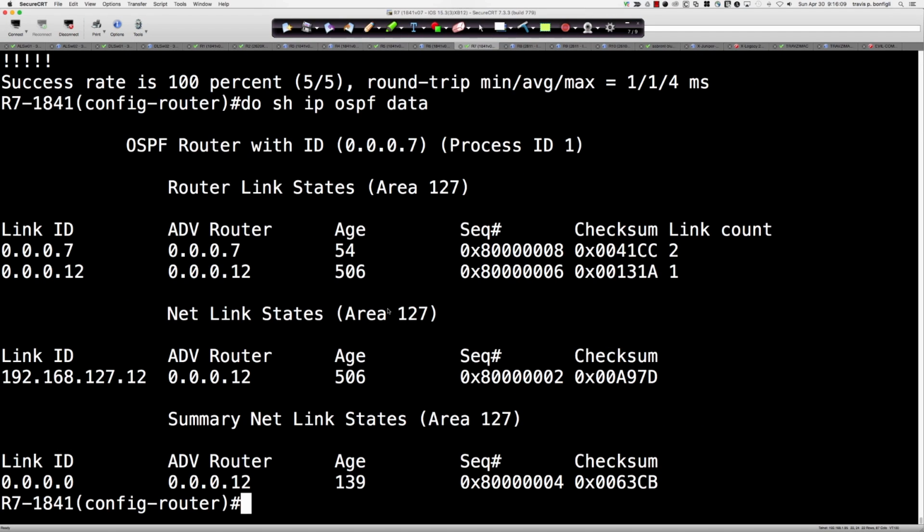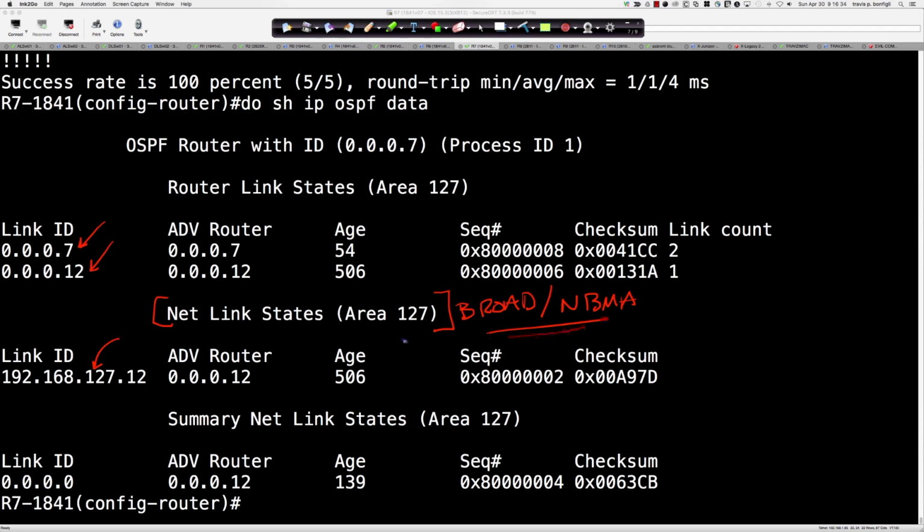What do we see? Do I see type 1s? Absolutely, right? We're always going to see type 1s. So here are the type 1 LSAs for router 7 and router 12. We see the type 2 LSA, the network LSA, with the IP address of the DR, the designated router for this segment. And again, remember, I'm going to keep caveating this: broadcast, I'll just put broadcast, and non-broadcast multi-access. That's where we're going to see this network link state LSA, right?